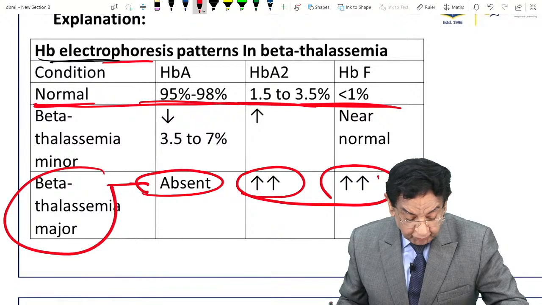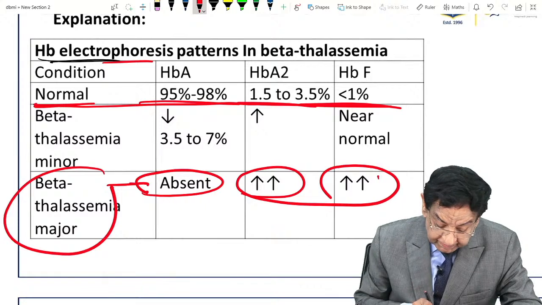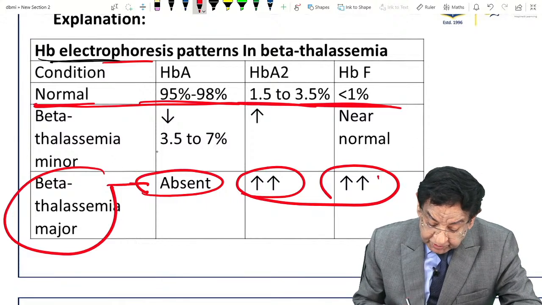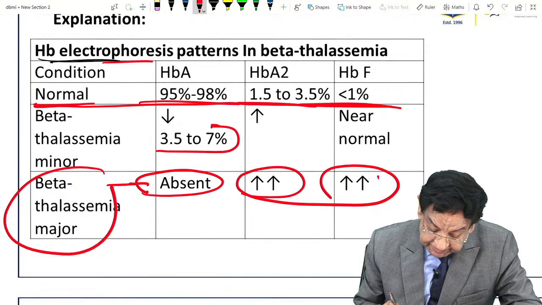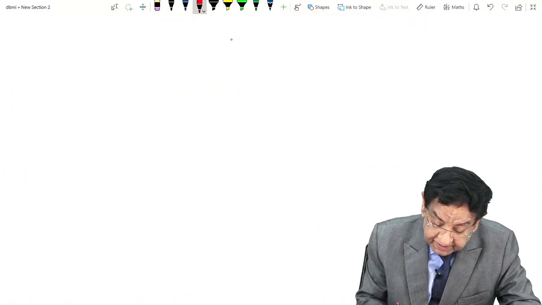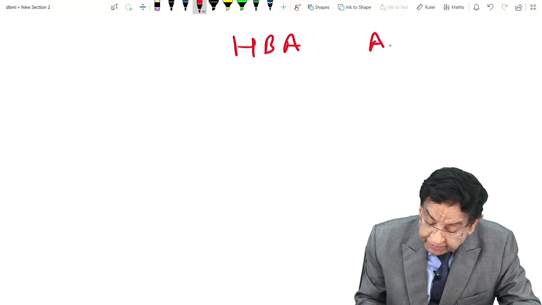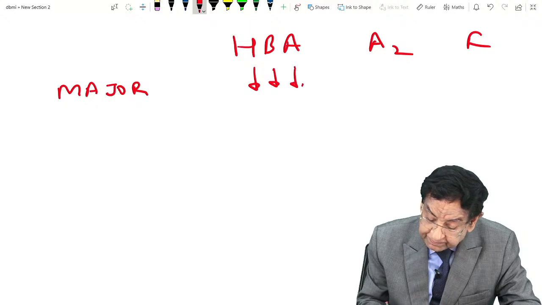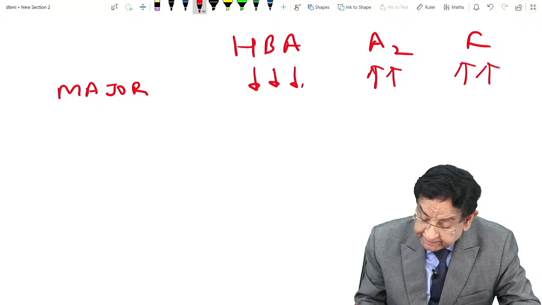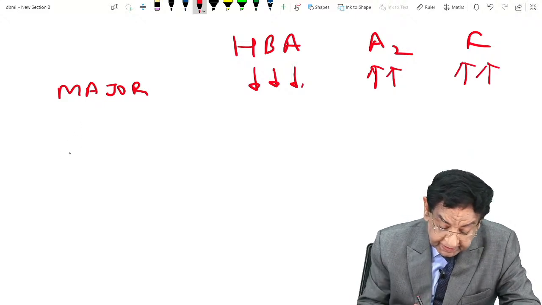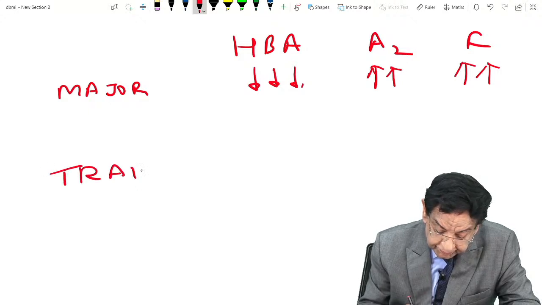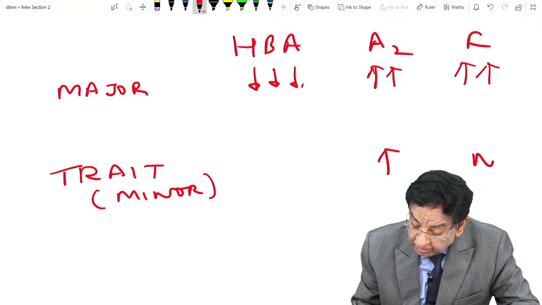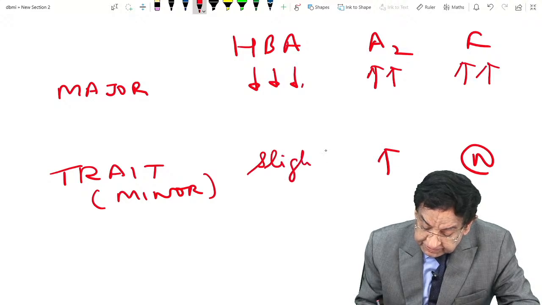Okay, major. Now what you will be getting in case of minor, and what you will be getting in case of intermediate. Now in minor, I'll make a separate column: HbA, A2, F. In major, HbA is highly reduced, with an increase in HbA2 and HbF. In trait, or so-called minor, HbA is normal or slightly reduced.